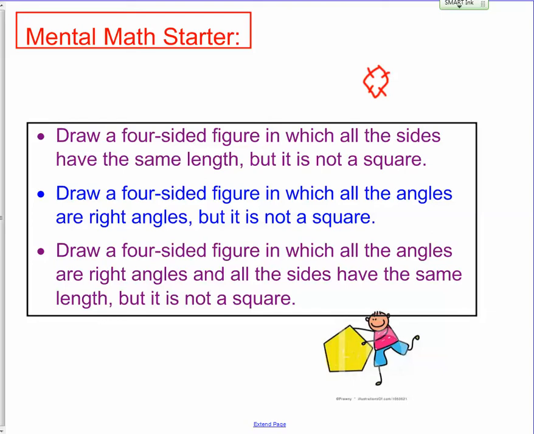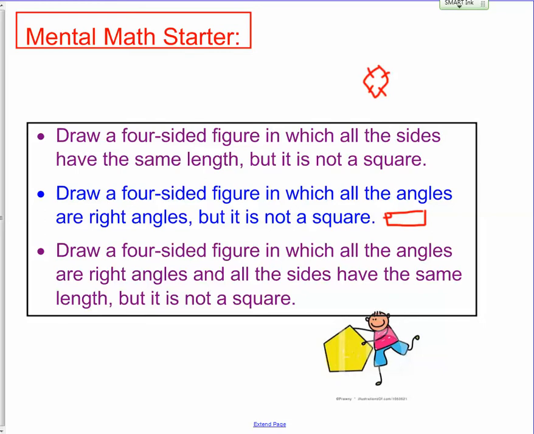The four-sided figure with all the angles as right angles but not a square was a rectangle, and we put the marks in for having a 90-degree angle. You put a little square in each corner. Alright, can't draw that very well with my mouse.